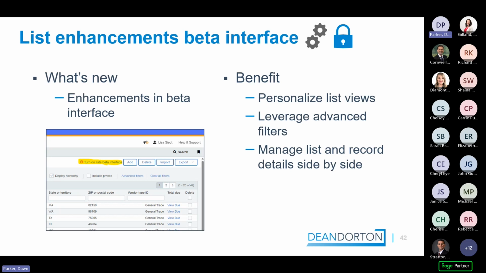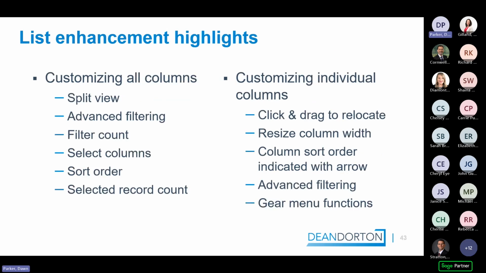You can leverage advanced filtering, and you can manage list and record details side by side using a split view. You can customize columns. It has a filter count to show you how many filters you have on. You can click and drag to relocate your columns, which I love. So maybe you want to see vendor number, vendor name before ID. You can do that. You can resize the column widths. There's just a great wealth of features here for list enhancements that we'll take a look at in our demo.